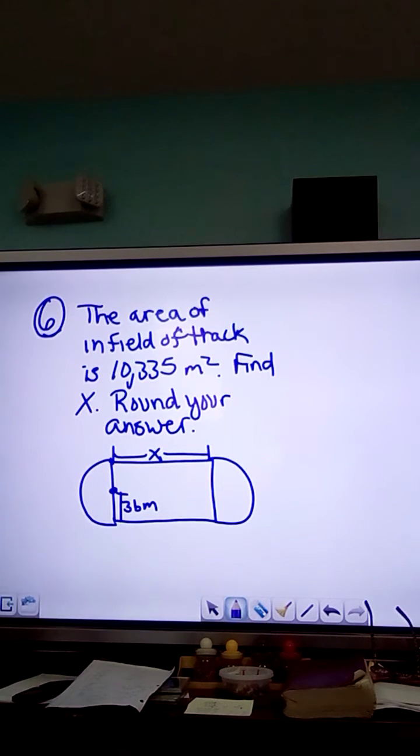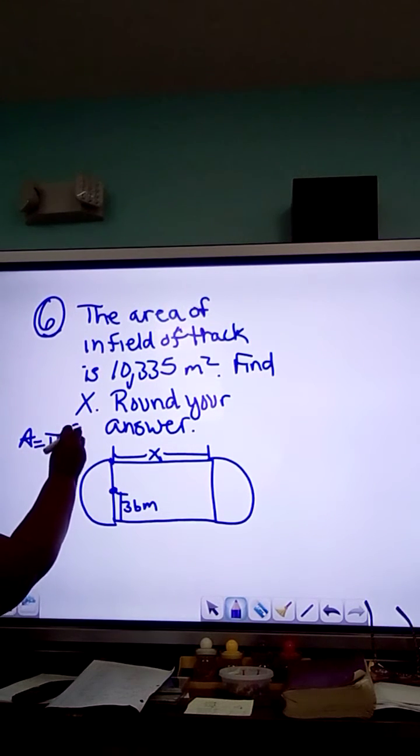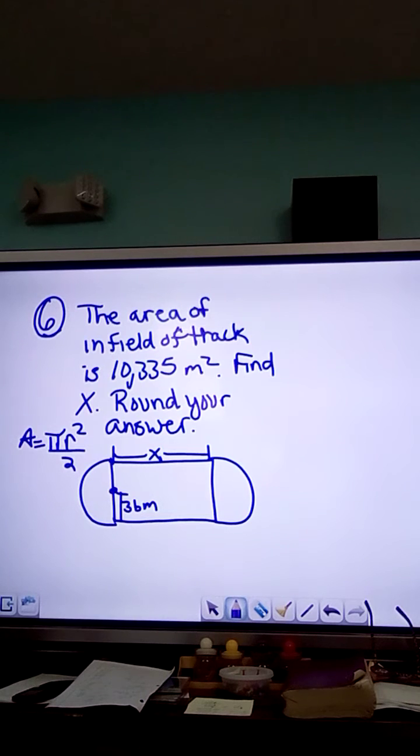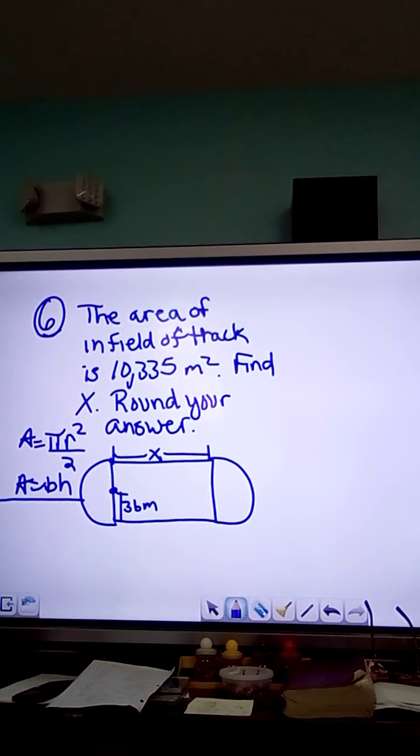Okay? So now, with that in mind, let's see what formulas we're using. The formula for the area of a semicircle is A is equal to pi r squared divided by 2. And then the area for the quadrilateral is A is equal to base times height. Now together, they equal the 10,335, okay? But in order to find our X, we're going to need to take out the area of the semicircles and be left with the area of the quadrilateral, okay? So let's get started.